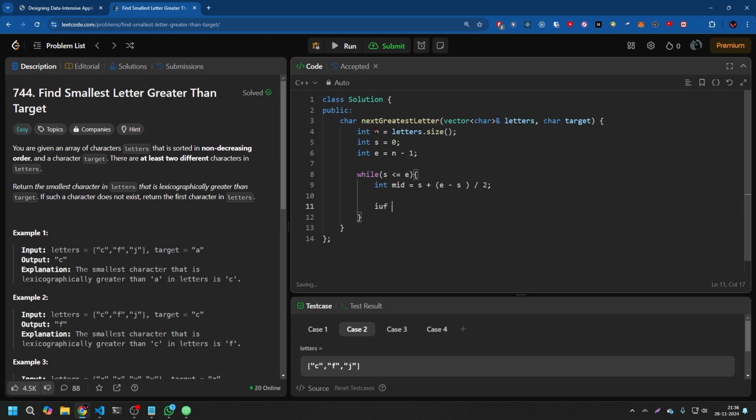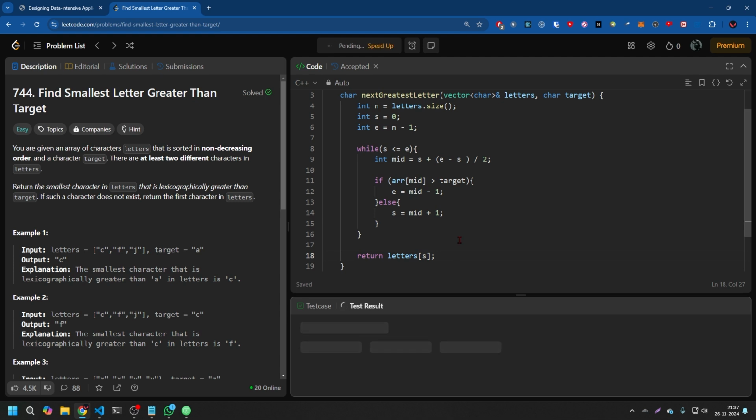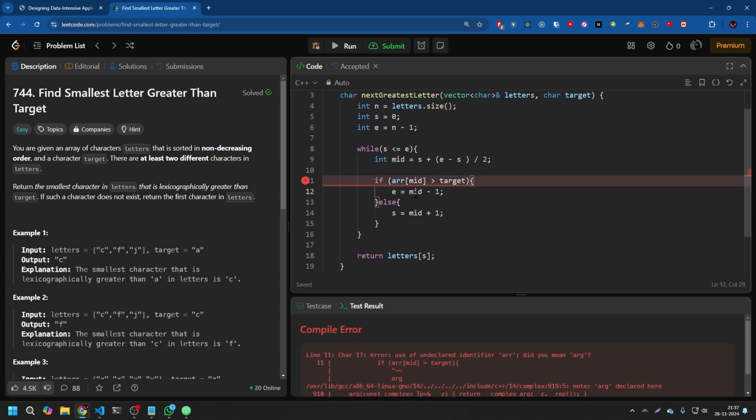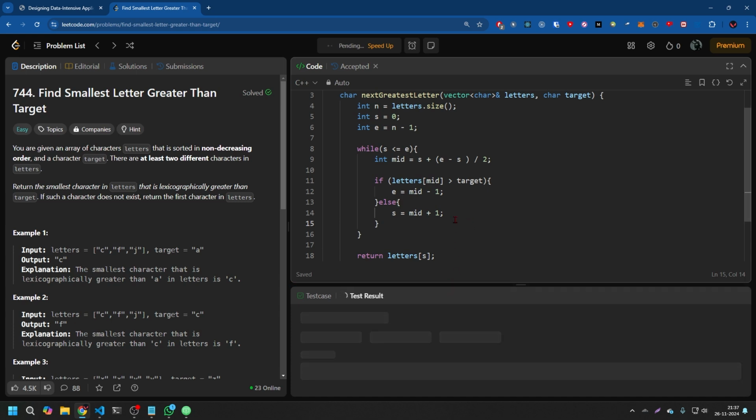And if array of mid is greater than target, I am going to say e is equal to mid minus 1. Otherwise, s is going to be mid plus 1. And if this is true, then I'm going to return letters of s. But if I run the solution now, I'm surely going to miss it, right? So okay, there is no array, there is letters. Okay, remember there was a caveat in the solution. So run it less than equal to mid.